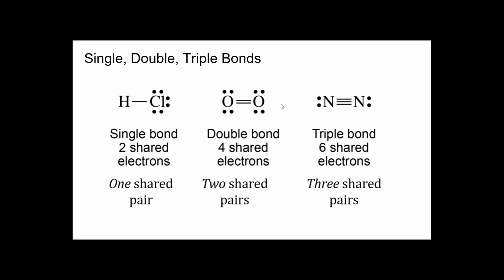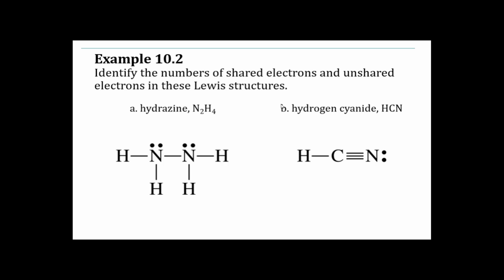But this is 1 shared pair of electrons. Oxygen can handle a triple and a double bond. So in between here, in order to fill an octet, it has 4 shared electrons. So two pairs of electrons on here. And nitrogen can also form a triple bond, and it has 6 shared electrons in between. So we see them as bonds, but really there's 6 electrons there.